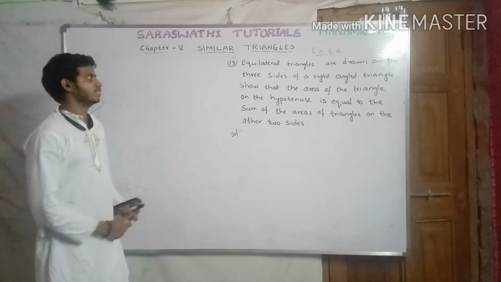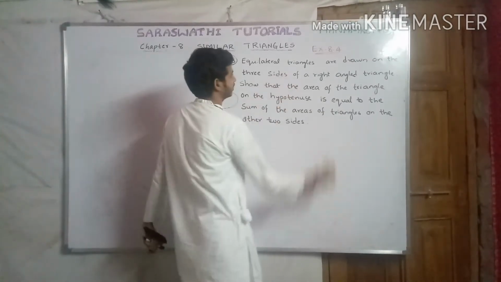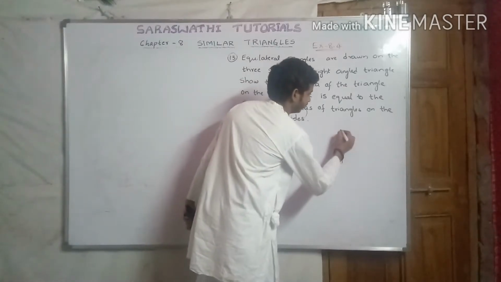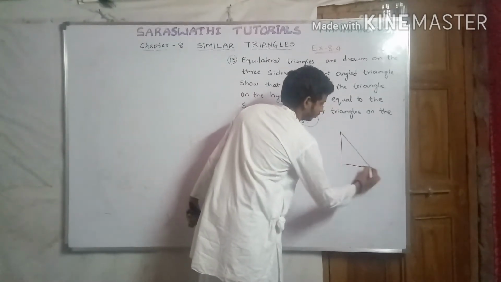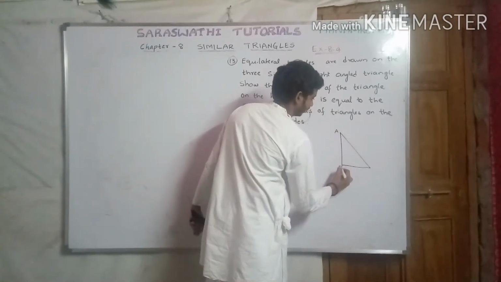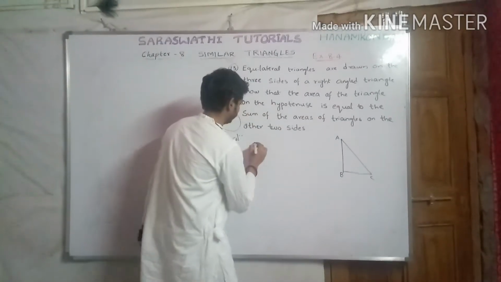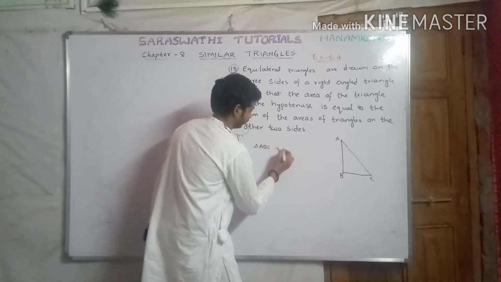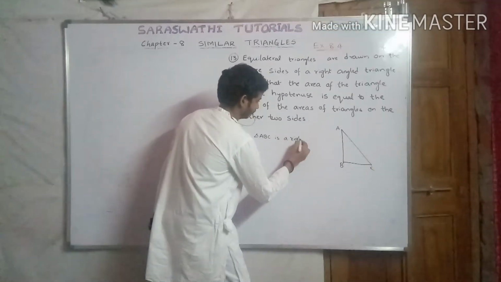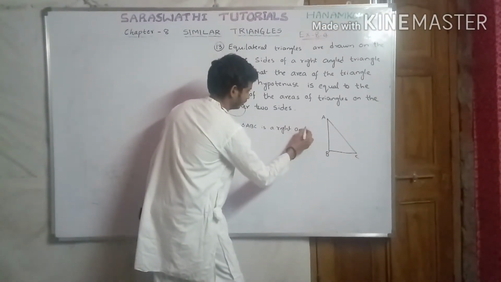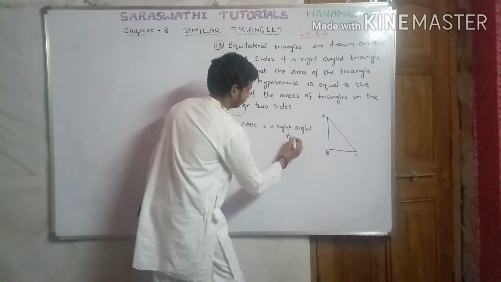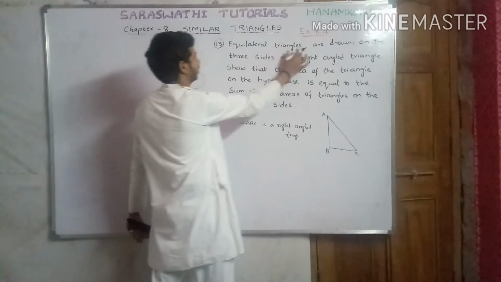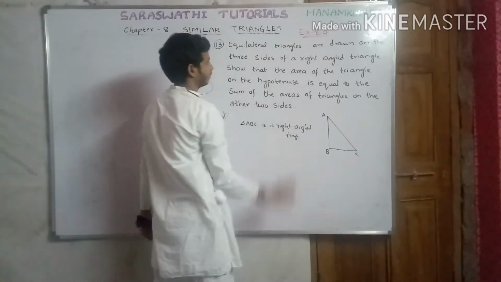So the next question is: equilateral triangles are drawn on the three sides of a right angle triangle. First consider a right angle triangle. Let us consider right angle triangle ABC, with a right angle at B. So equilateral triangles are drawn on the three sides of the right angle triangle.